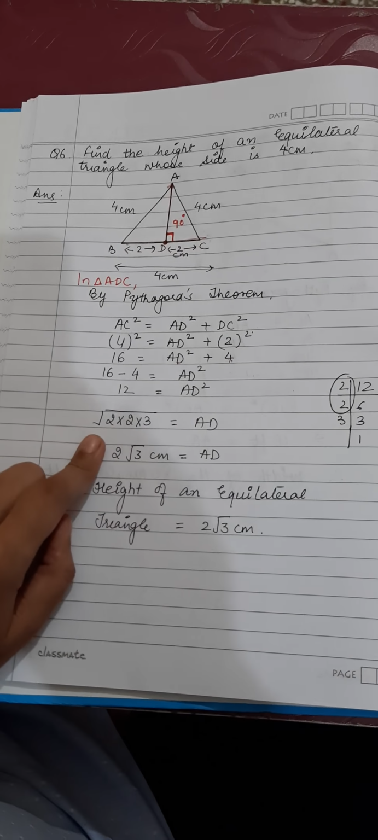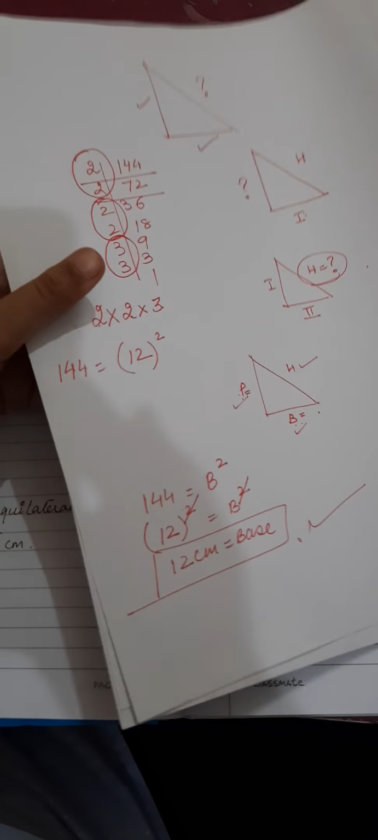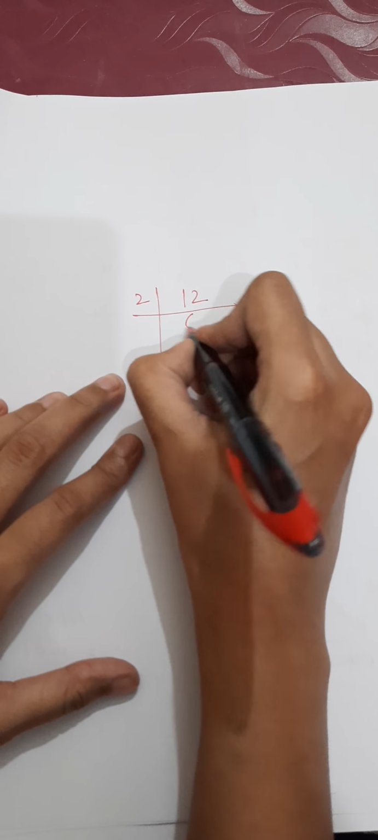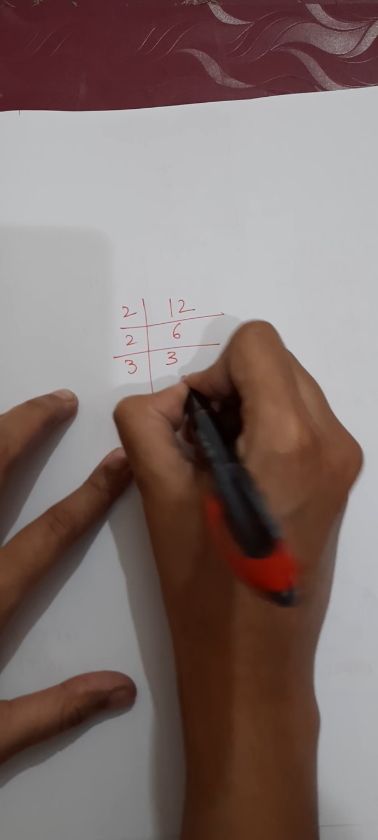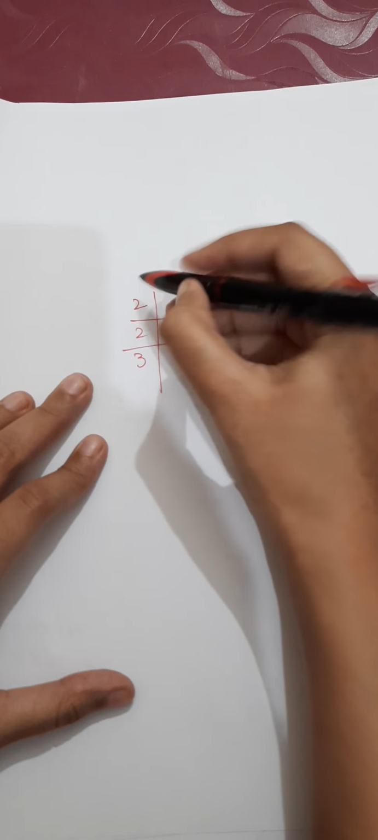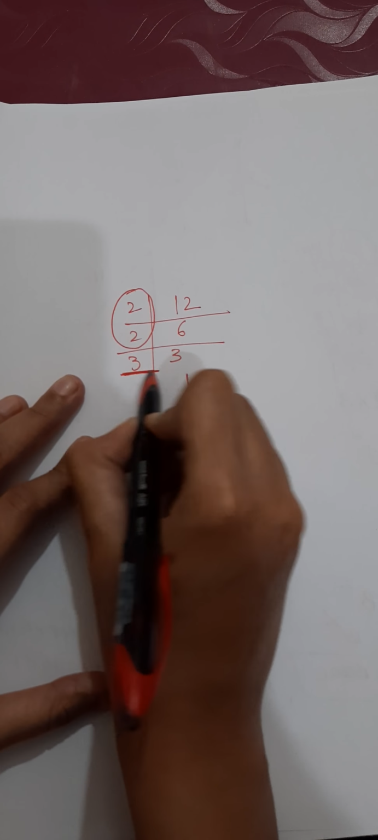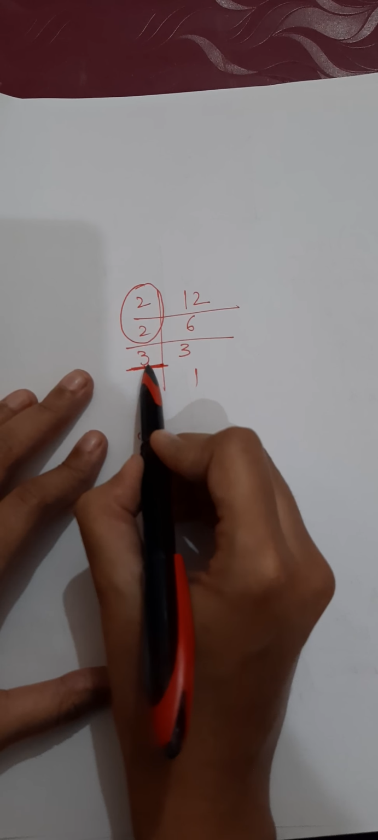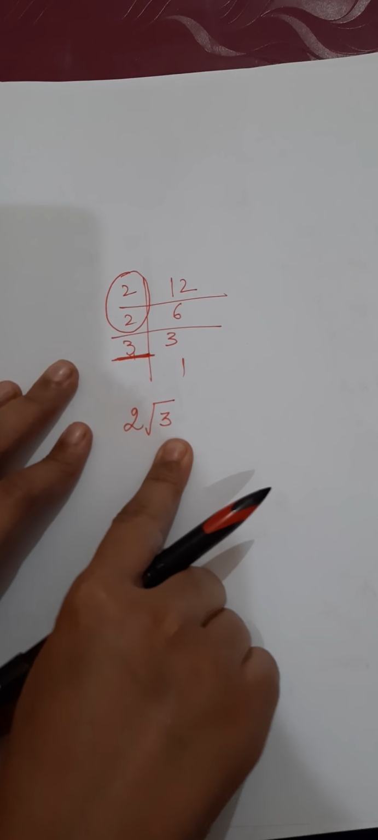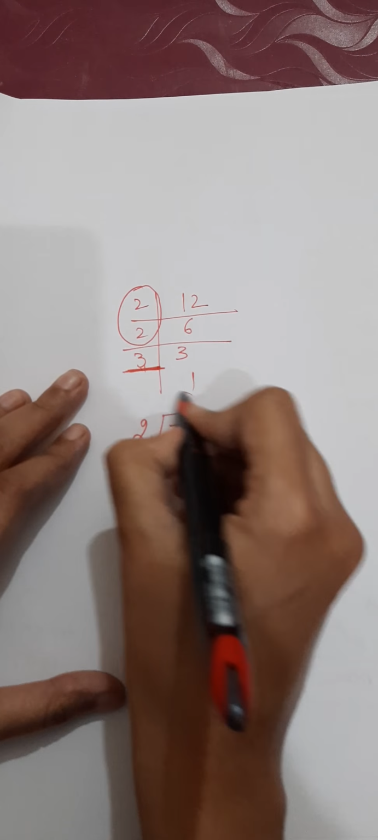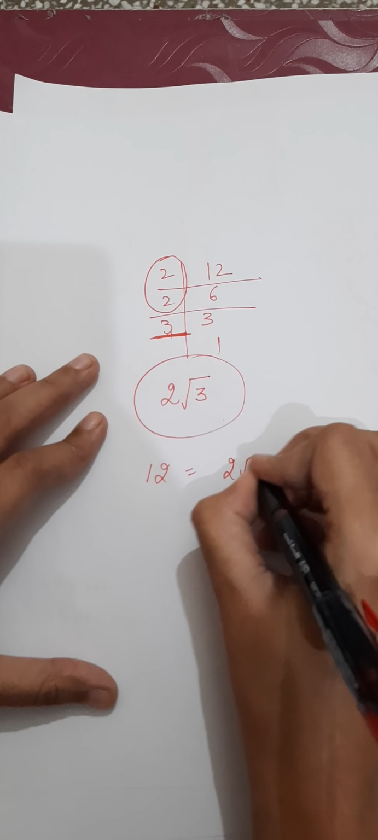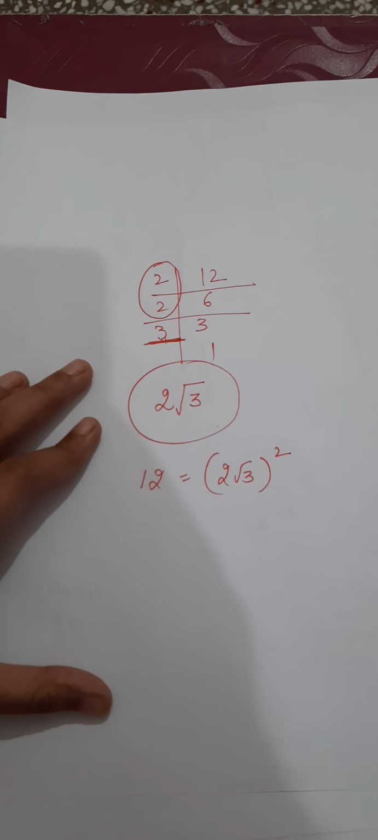Now how are you going to find this? Just see here. If I factorize 12, it is 2 times 6, 2 times 3, 3 times 1. Now if you see here, this 2 is forming a pair, so I will write it here. But this 3 is not forming a pair. When a number is not forming a pair, it will come in the root. The number which does not form a pair is going to come in the root. Okay, so the square root of 12, what am I going to write? 12 is the square of 2 root 3.